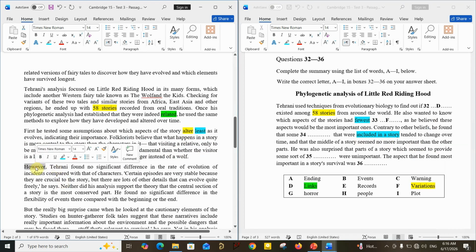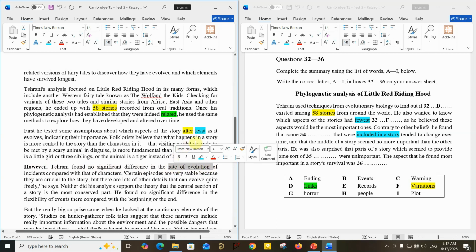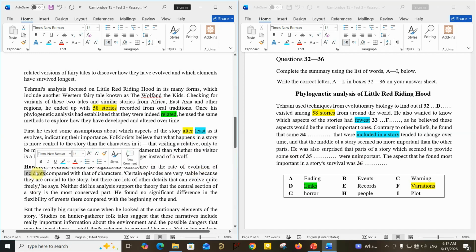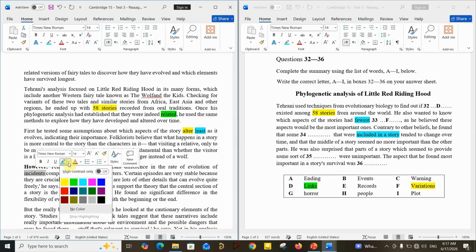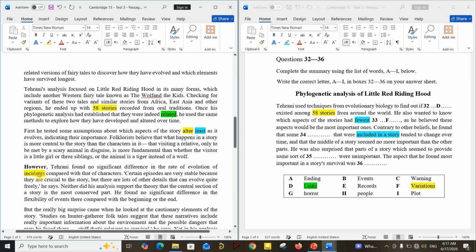However, important vocabulary to notice. Always be careful with however, while, whereas, but. Tehrani found no significant difference in the rate of evolution. The rate of evolution could be a synonym to changing over time. Of incidents. What is the meaning of incidents? Incidents means events compared with that of characters.